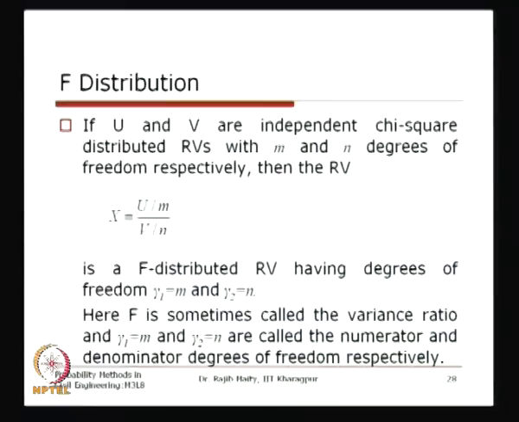The last one in this series is the F distribution. If U and V are independent chi-square distributed with m and n degrees of freedom, then their ratio, that is U by m and V by n, will give a new random variable which is F distributed. For the F distribution there are 2 degrees of freedom, denoted gamma 1 and gamma 2, where gamma 1 equals m and gamma 2 equals n. Here the F is sometimes called the variance ratio, and gamma 1 equals m and gamma 2 equals n are called the numerator and denominator degrees of freedom respectively.